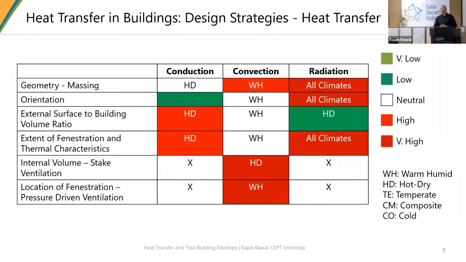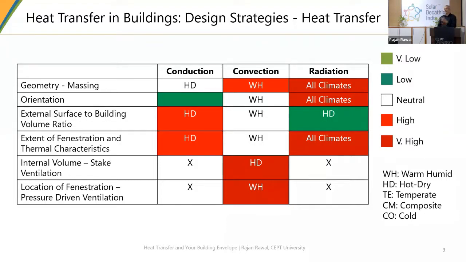Anyway, let me move forward. So when you talk about external surface to building volume ratio, again, in a conduction-dominated climate, it will start mattering. In a warm and humid climate, it will matter a little less. So this is the way probably you can start your design. This is not the way you can end your design, but this is one way by which you can say, let me put a little bit more effort, a little more emphasis on selection of material on one side and design decision on the other side.